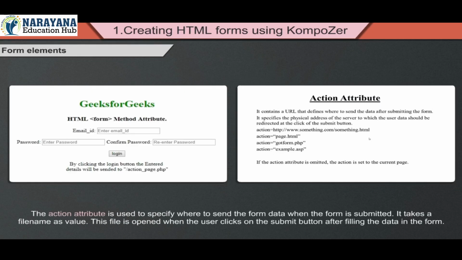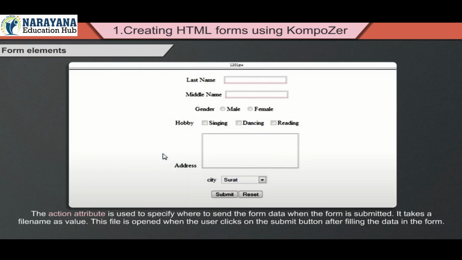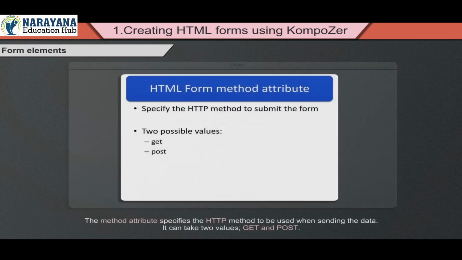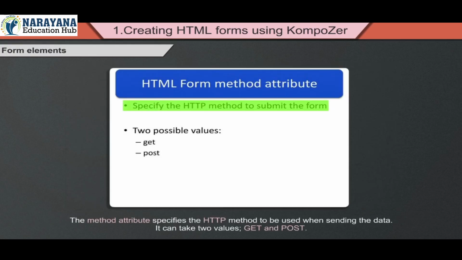The action attribute is used to specify where to send the form data when the form is submitted. It takes a file name as value. This file is opened when the user clicks on the submit button after filling the data in the form. The method attribute specifies the HTTP method to be used when sending the data. It can take two values, GET and POST.